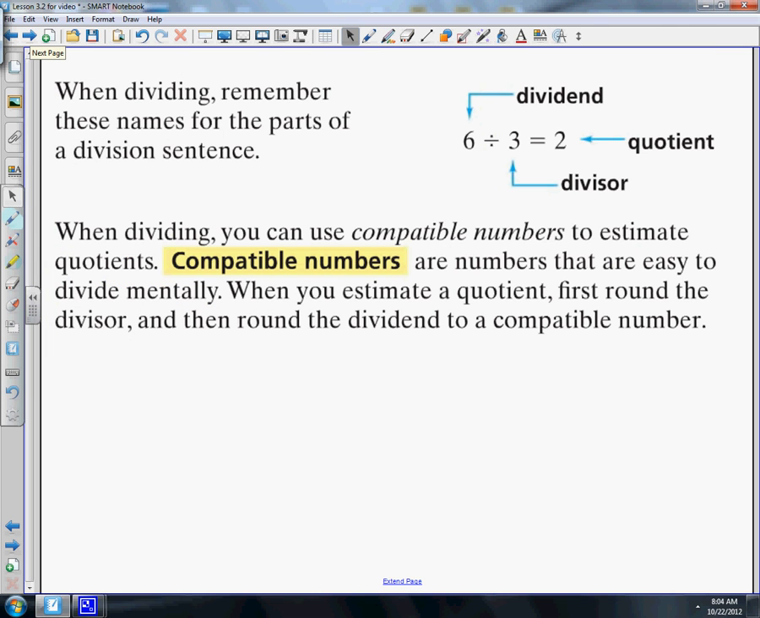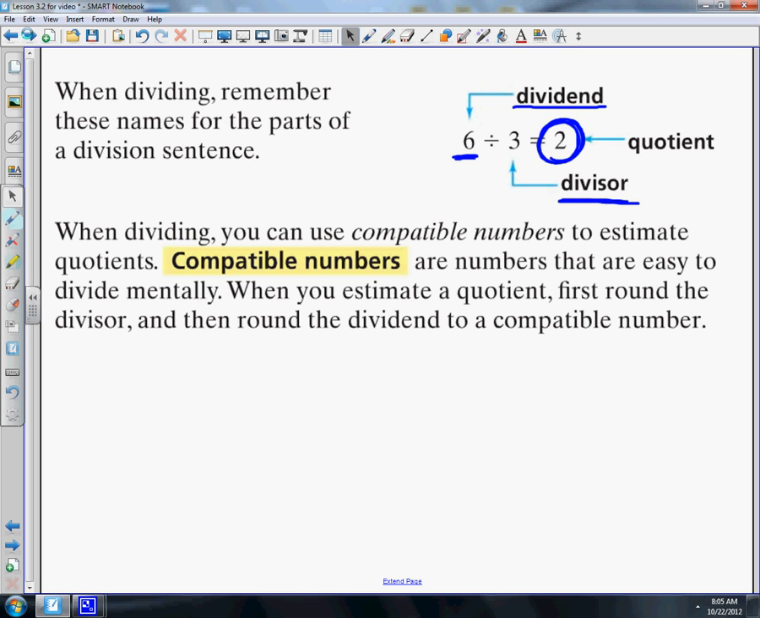All right, so when dividing, remember these names for the parts of a division sentence. So you're going to want to write this down. The dividend is the first number. What is your whole? What do you have? I have 6 people, okay? And the divisor, I'm going to divide by 3. So 6 divided by 3 is the quotient, which is 2. That's the answer to a division problem.